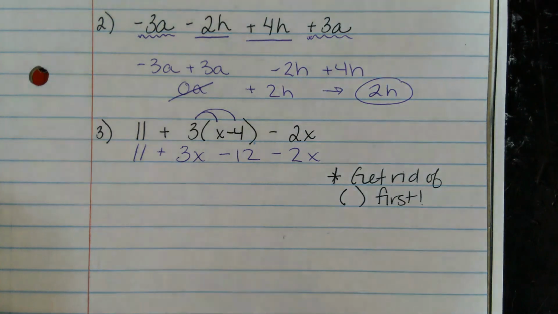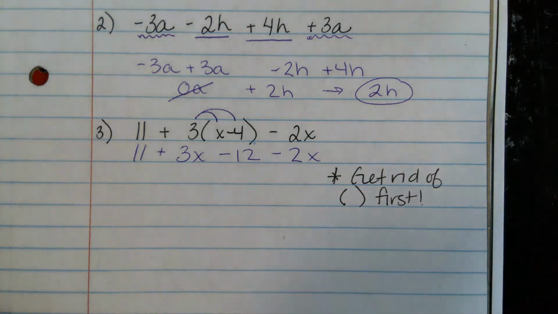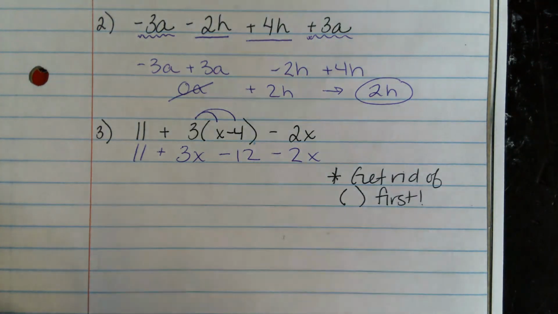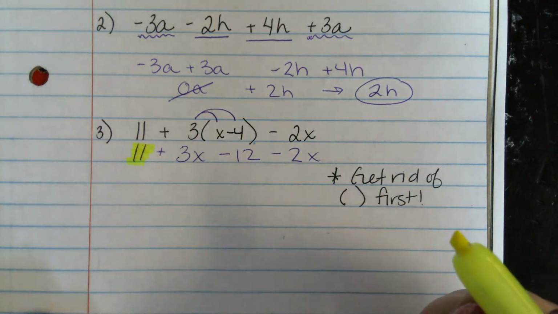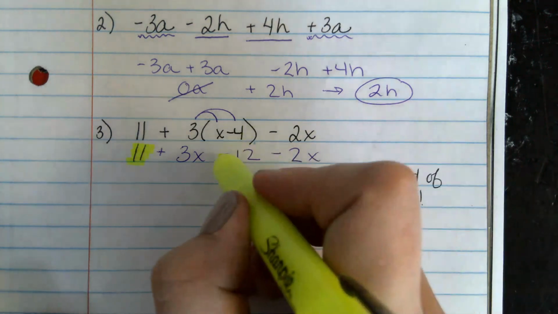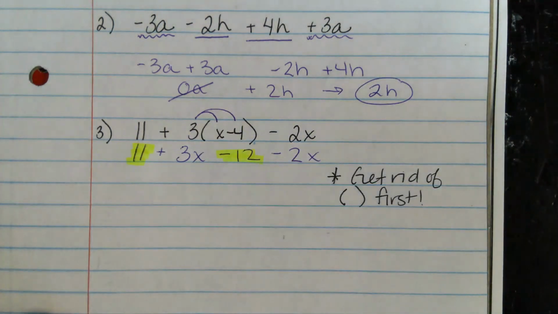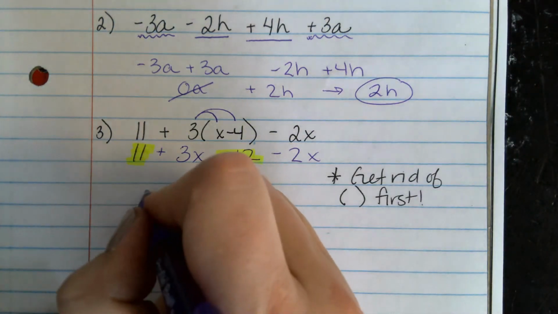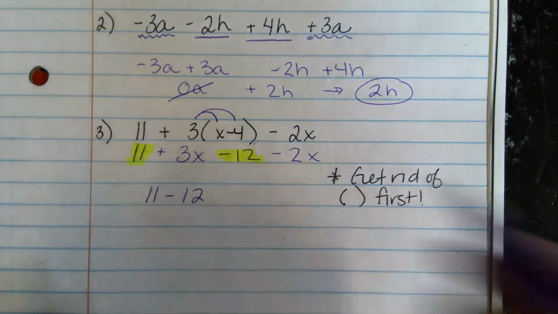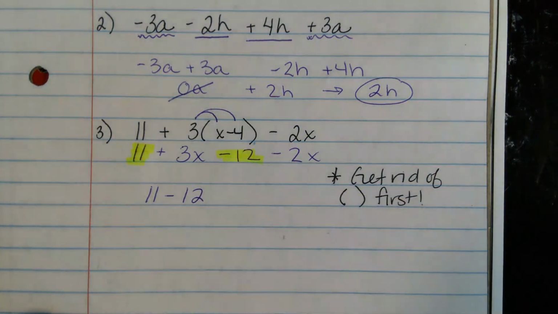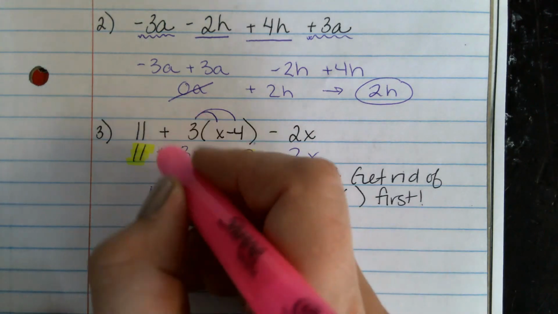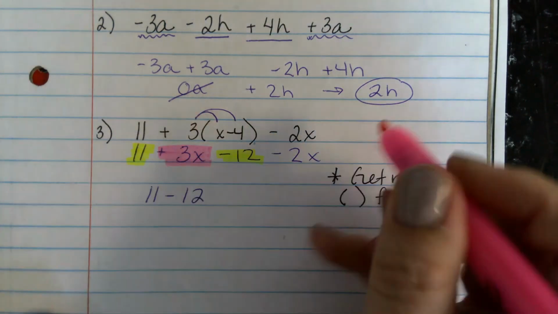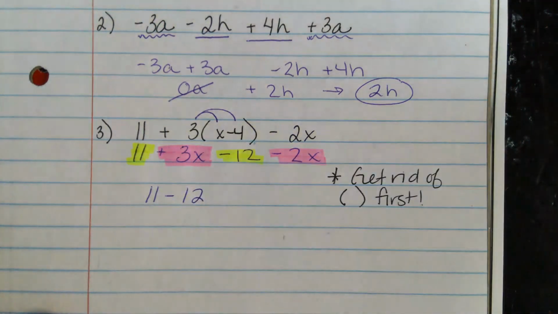Now I'm going to combine. And this is where I'm actually going to go ahead and use my highlighters here. So I'm going to do my solo numbers as yellow, my constants. I'm going to do those as yellow, and I'm going to write them down. So now I'm going to go 11 minus 12. And then I'm going to use my pink highlighter for my x's. So 3x, which is positive, and negative 2x right there. I'm going to write those down.